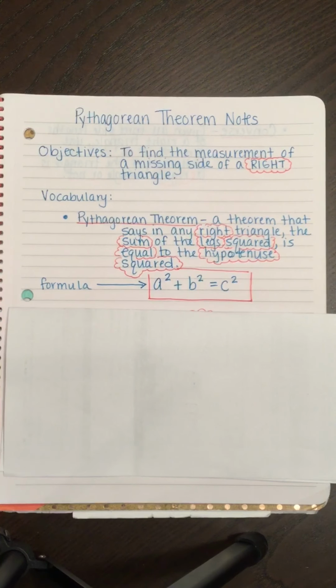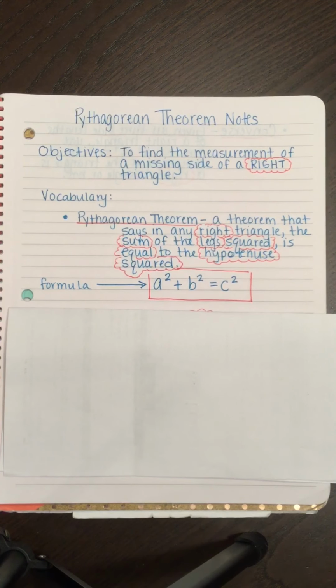So Pythagorean theorem is a theorem, which is a mathematical conjecture, a mathematical statement that says in any right triangle, the sum, meaning when you add, of the legs squared, meaning that you're going to take the measurement of something and you're going to square it. You're not multiplying it by 2, you're squaring it. So remember, when we square something, we multiply it by itself again, is equal to the hypotenuse squared. So we'll go over what hypotenuse is because that's a whole nother vocab term.